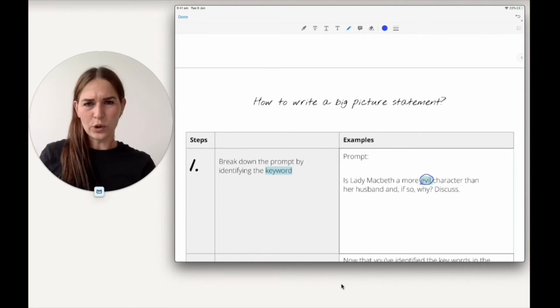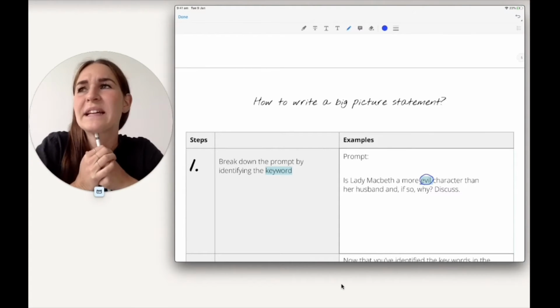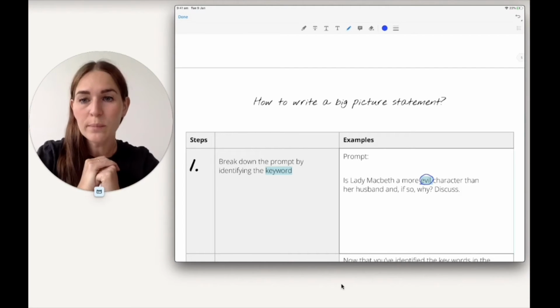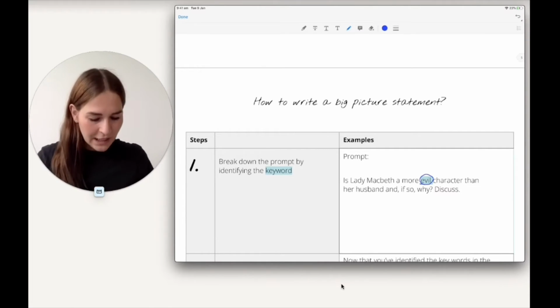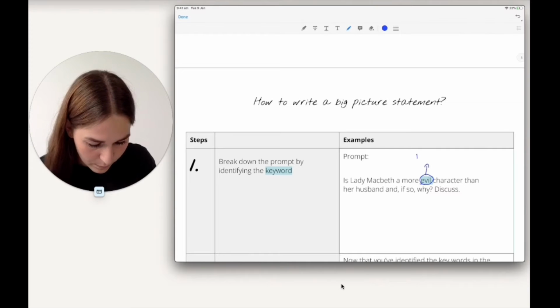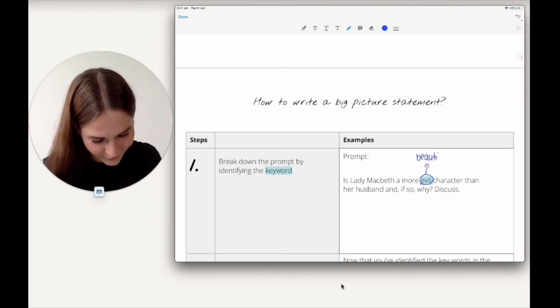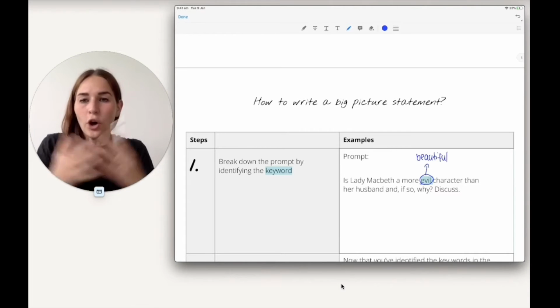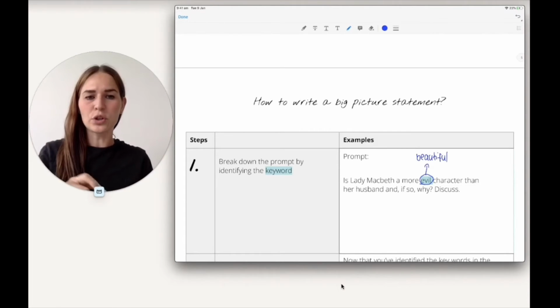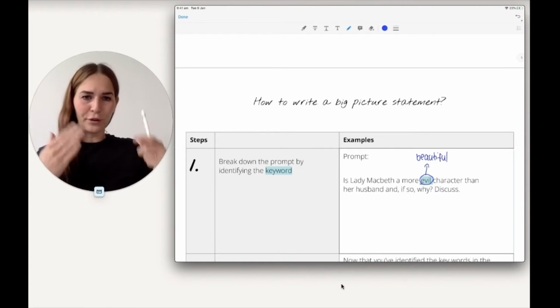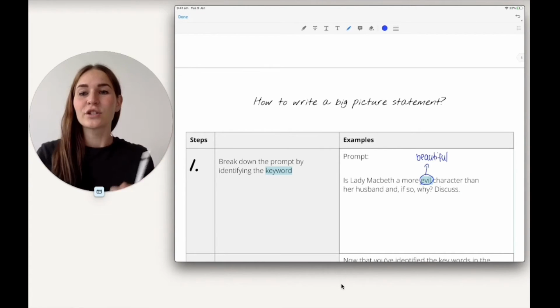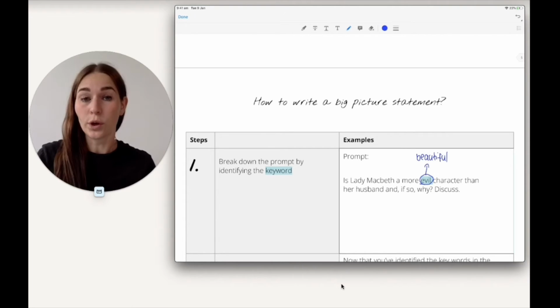Now, what is a keyword? A keyword is basically a word that is so important that could change the meaning of the whole sentence. For example, if I would replace evil with beautiful, there we go, beautiful, the whole sentence would change. Like we would talk about if Lady Macbeth is more beautiful than Macbeth, right? So a keyword is a very important word that can change the meaning in a sentence.